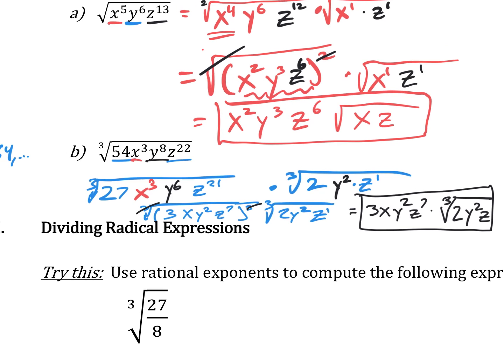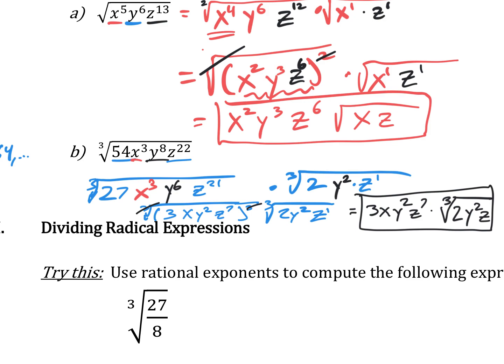Notice all that really happened was we took as many 3's out as we could. x to the third got cube rooted and became an x. We took as many 3's out of here. There's 6, 2 times 3, there's 2 3's, and the remainder is 2. There's 7 3's in 22, and we're left over with 1. So this is the ones we can't simplify, and this is.